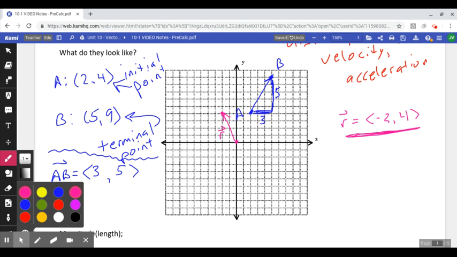So you can define a vector with the initial and terminal point, or you can actually name the vector itself. In that case, that's vector R. We're going to move on now to finding magnitude, which corresponds to the length of that vector.